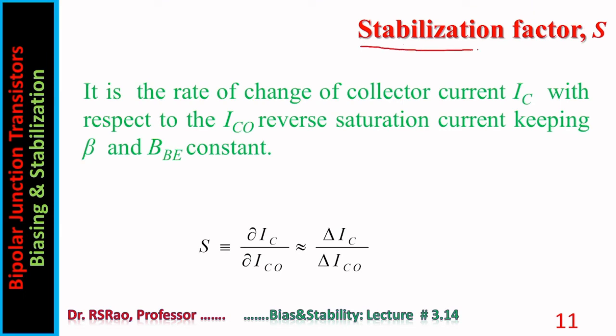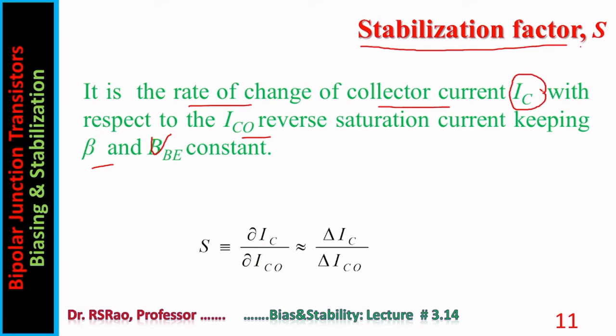First one is stabilization factor S. It is the rate of change of collector current IC with respect to IC naught, reverse saturation current, keeping beta and VBE constant. Notice when it comes to stability, most of the times we are encountering IC.